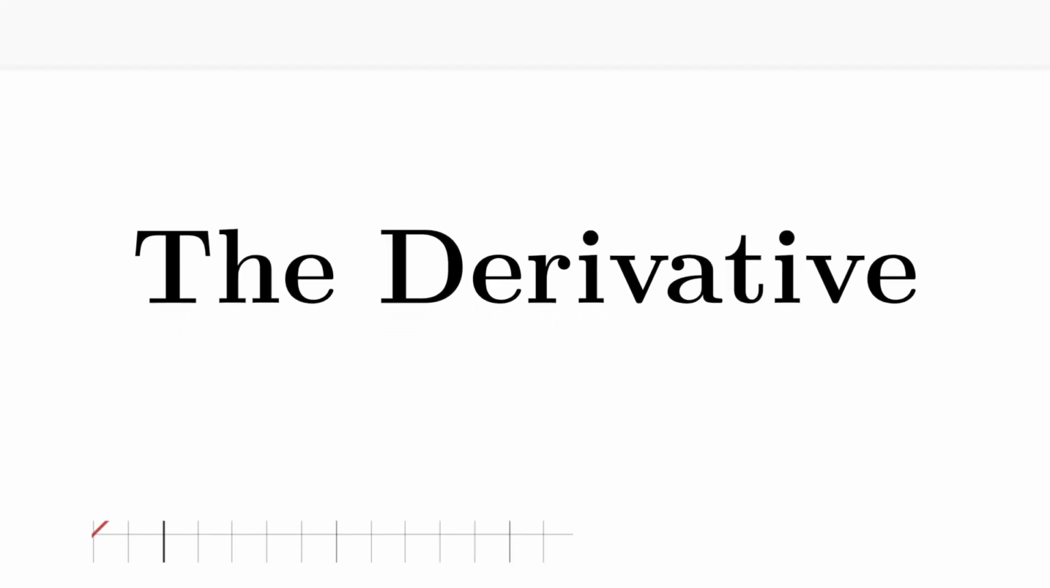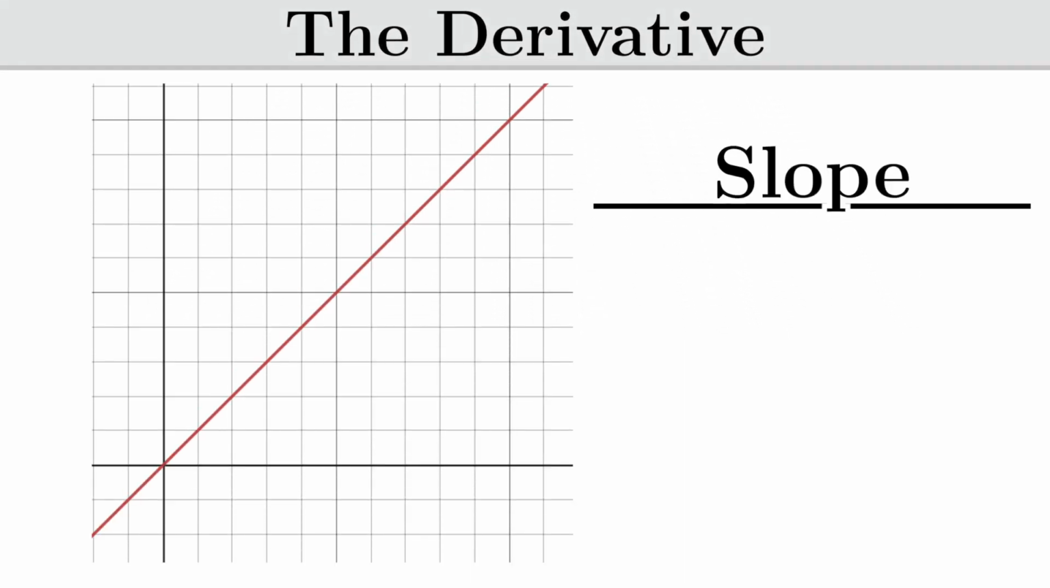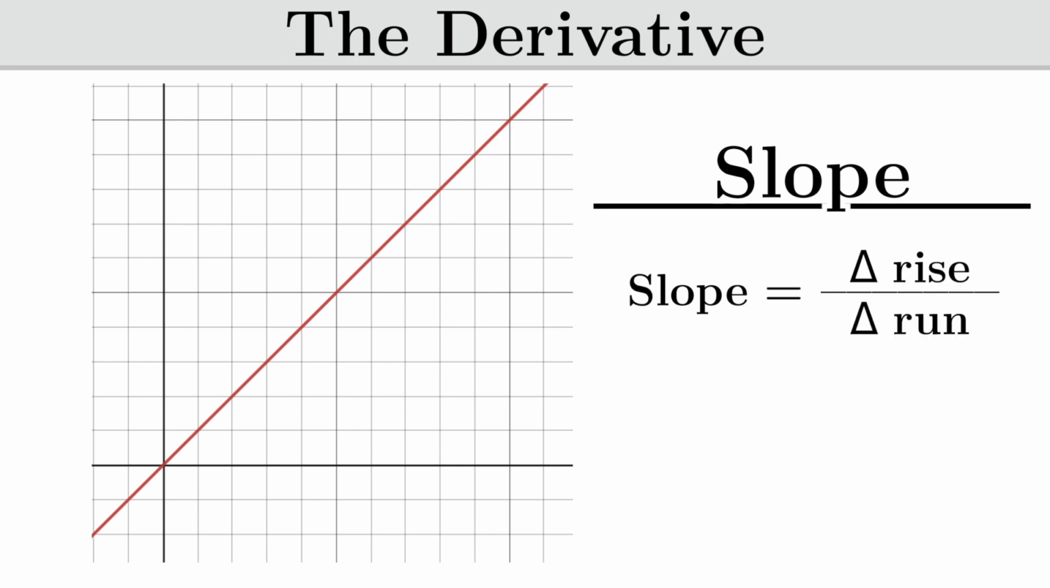To understand the derivative, first we have to understand the slope. The slope of a line is a ratio of the change in rise over the change in run. On this graph, for instance, we can express the change in run as 2 and the change in rise as 2. Or we could have change in run as 8 and the change in rise as 8.